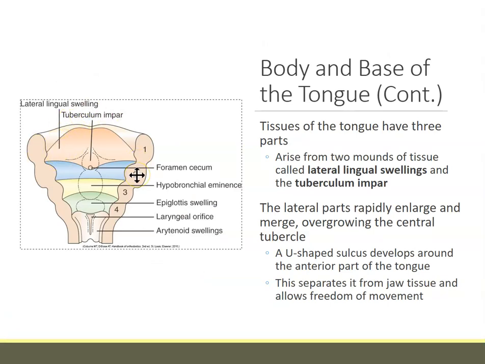Again, when we're looking at the tongue, there are some tissues that make the tongue. We have the tuberculum impar. Tuberculum is like a projection, a protrusion, like a bump. Impar means there's only one of that bump; it's not bilateral, there's no 2. Then we have the lateral lingual swellings. Lateral means side, and lingual is another word for tongue. They all help form the tongue. You can see a U-shaped sulcus that develops in the front of the tongue, helping with the making of the tongue.